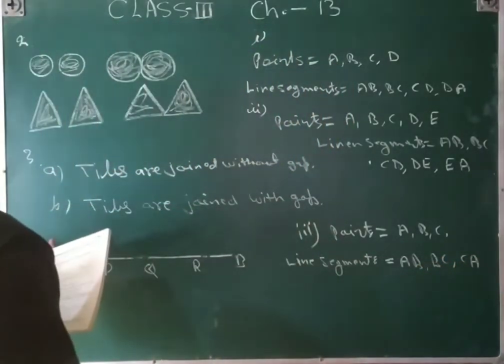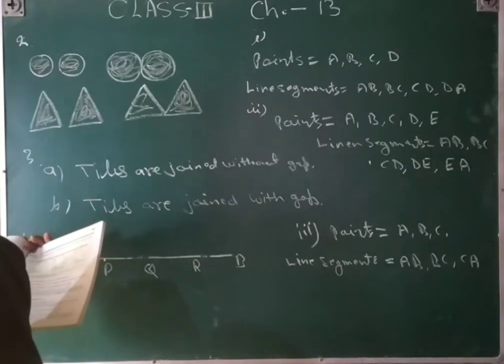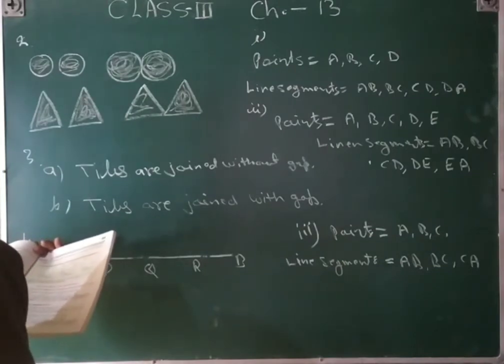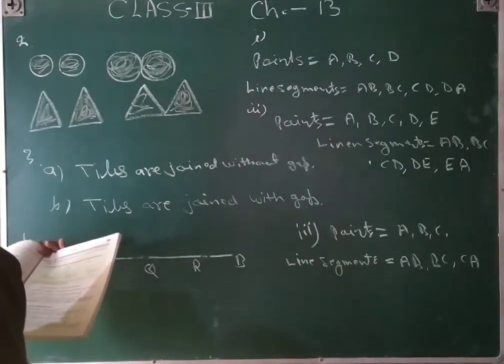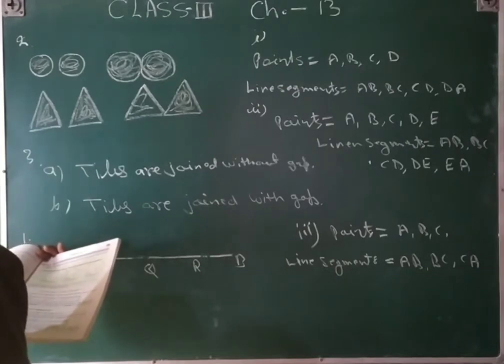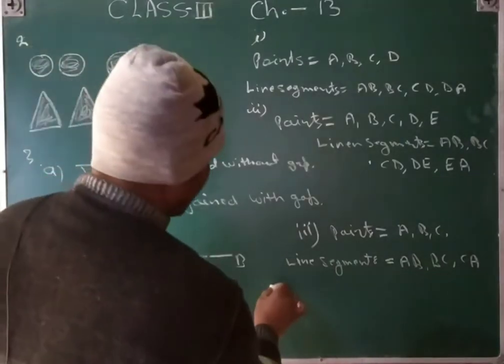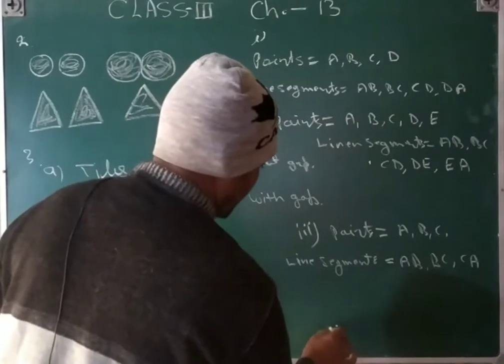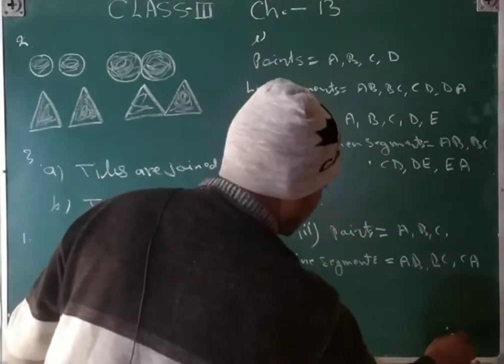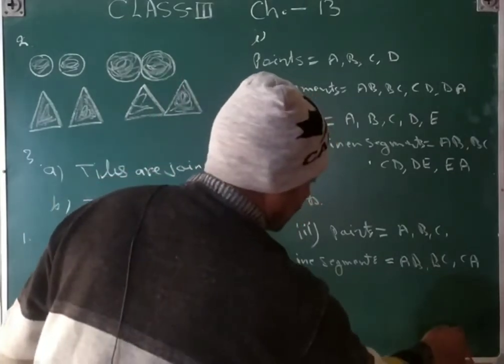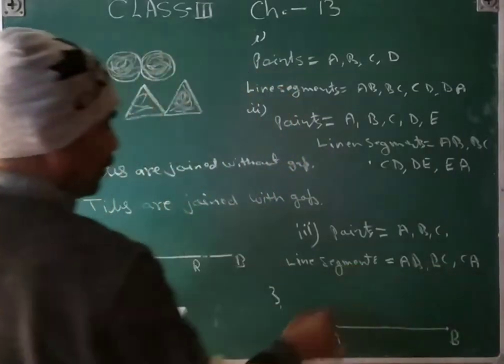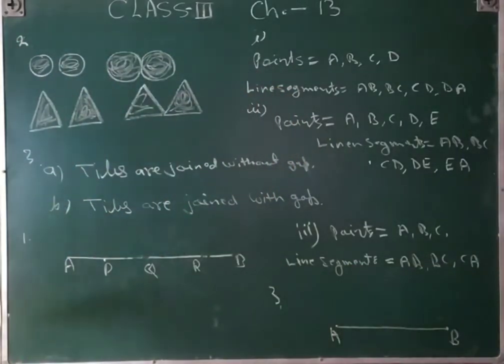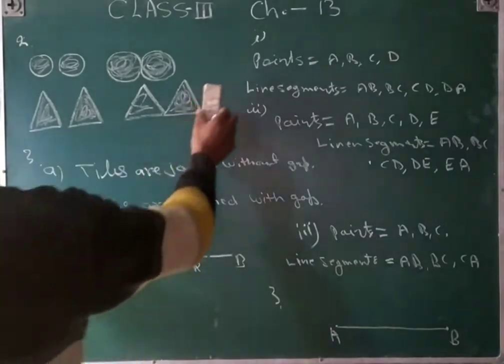And then fourth question, make 2 points A and B on your paper with the sharp tip of your pencil. Draw a line segment AB by joining them. So this question is very simple. You make 2 points, this is the A point and that is the B point. With a ruler, you join both points. Next, 13.3 exercise.